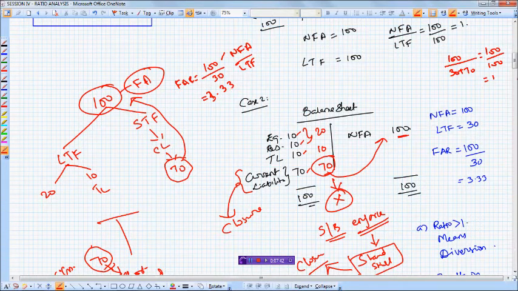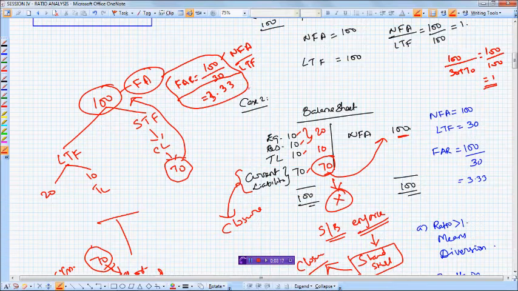So a ratio up to 1 indicates usage of long term funds fully for creating fixed assets. A ratio above 1 indicates that short term funds have also been used for funding the fixed assets. So in this case, this 3.33 indicates what? Usage of short-term funds, because out of 100, only 30 had come from long-term funds. So the other portion has come from short-term funds, or say current liabilities.